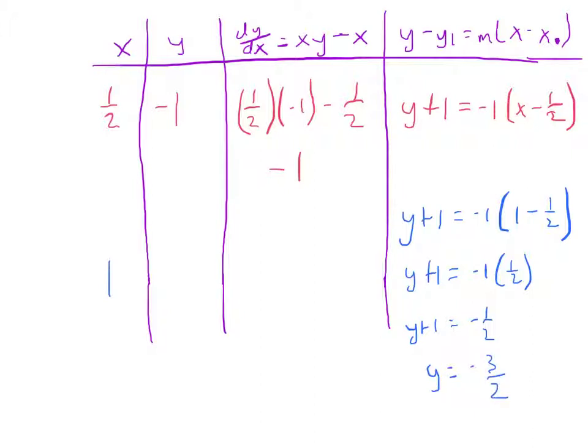So our approximation of f of 1 using Euler's method would be that f of 1 is approximately equal to -3/2.